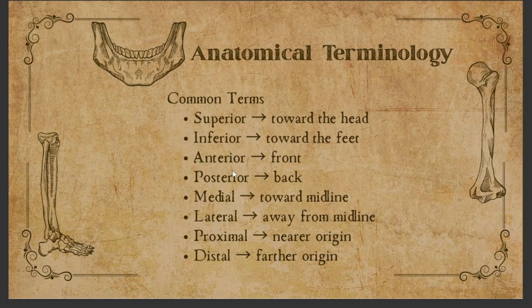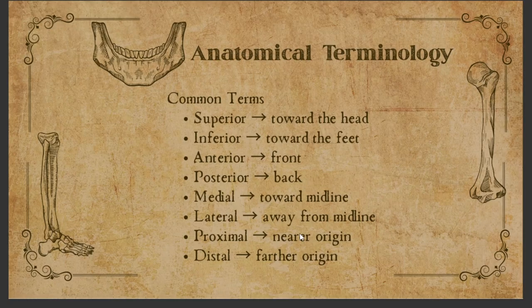And then posterior is back, which is also known as what? Dorsal. Then medial is towards the midline. Just picture the middle of your body. That's what it's towards the middle. That's the medial. And lateral is away from the midline. It's far away from the midline. Then proximal is near the origin. Origin can be joints or the beginning of that structure.